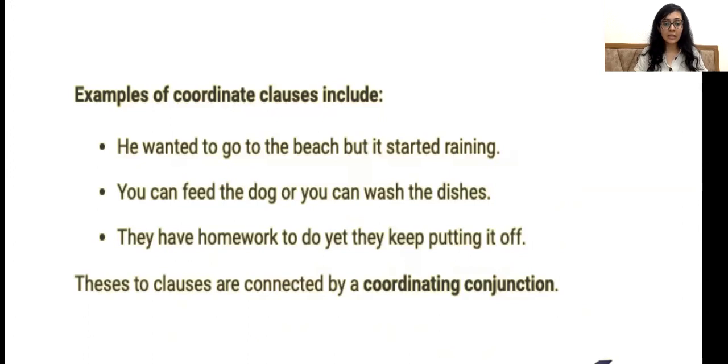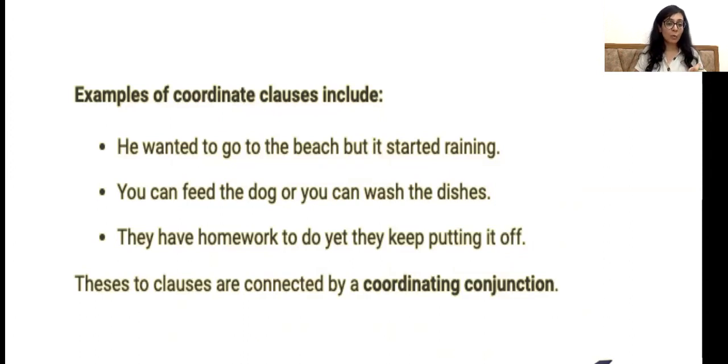As you can see, you can feed the dog or you can wash the clothes. You can feed the dog, you can wash the clothes. These two are connected by the word or. They have homework to do, yet they keep putting it off. Yet is the word, that means it's a coordinate clause, right? It is connected with these two words.